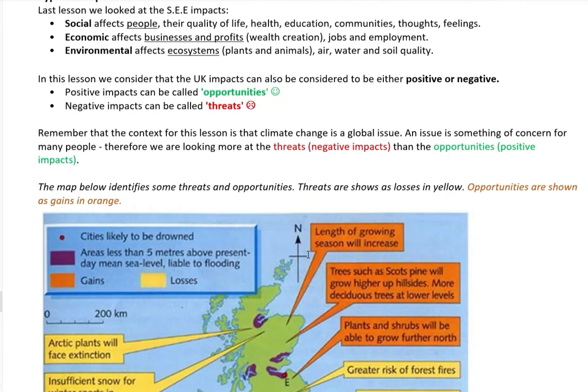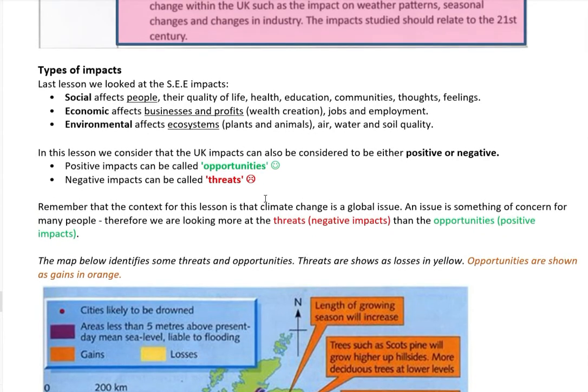So we're looking at types of impacts, and on this slide you can see the idea about social, economic, and environmental from last lesson. And yeah, that's all important. One important thing to notice is that you can combine social and economic to form the word socio-economic, because those two impacts are actually quite closely linked. You can't really affect economic without social and vice versa.